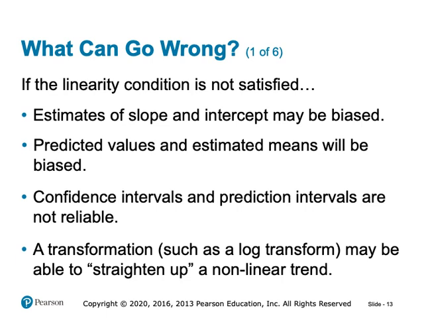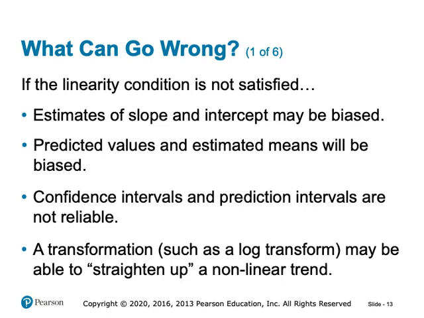Along with biased estimates, the predicted values we generate using the regression model will also be biased. If the model doesn't correctly represent the data, our predictions will be systematically off. Similarly, the estimated means of the outcome variable, based on our model, won't reflect the true means in the population. 3. Confidence intervals and prediction intervals are not reliable.